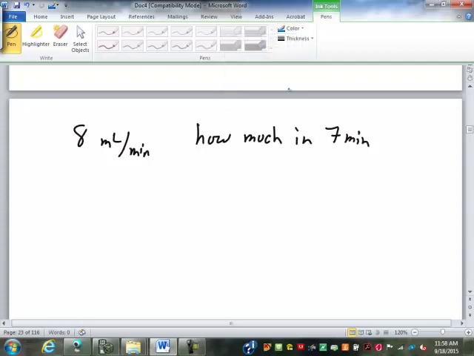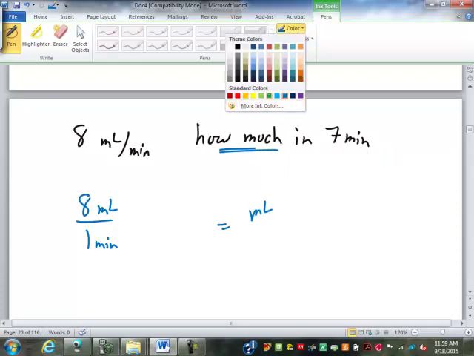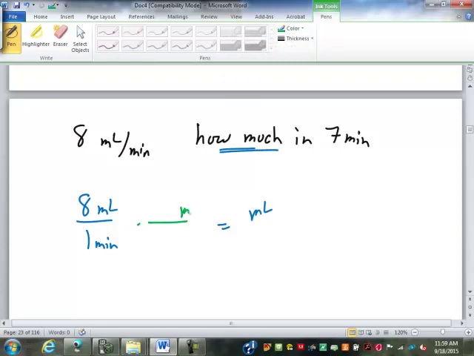Well, again, the units will tell us how to make this calculation. 8 milliliters over 1 minute. I want to know how much, so I want this to become just milliliters, so I need to get rid of the minutes. To get rid of minutes, minutes better go on top. So I do have 7 minutes, like that. So I now multiply, the minutes will cross cancel, leaving me with just milliliters. 8 times 7 is 56 milliliters. 1 times 1 is 1. So I have 56 milliliters over 1, or just 56 milliliters.